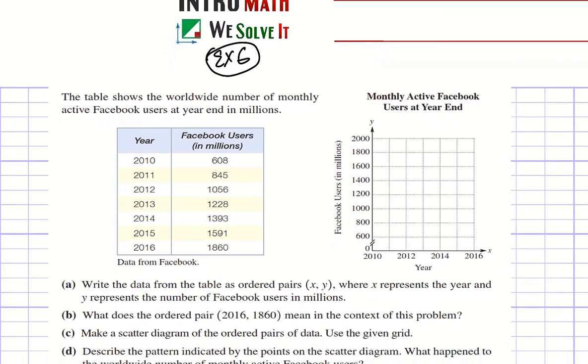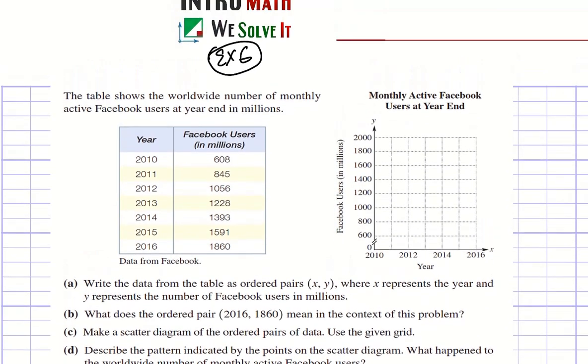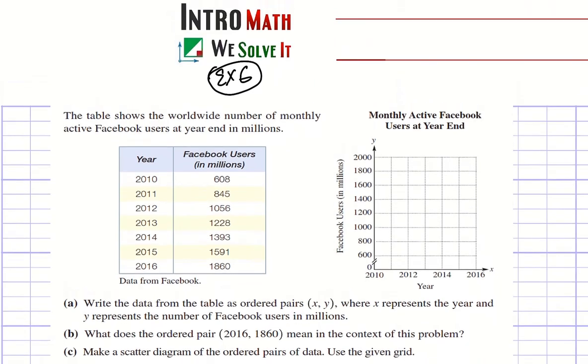It says, oh Lord, it's a lot of stuff to do. Okay, so it says the table shows the worldwide number of monthly active Facebook users at year end, in millions. Towards the end of the year. So at the end of 2010, the users were 608 million, because remember it's in millions. So that's how you read the rest of it.